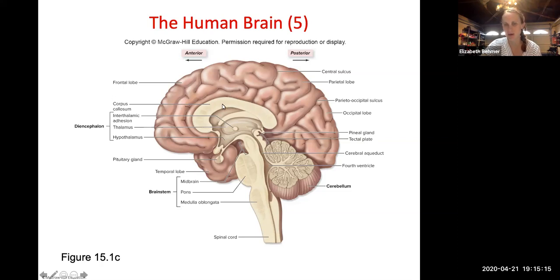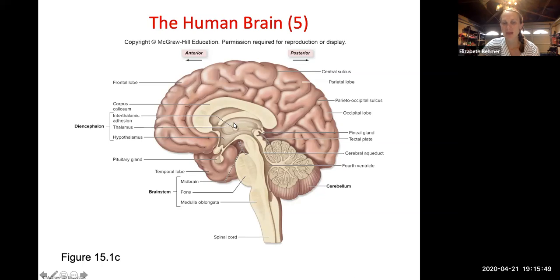So this view of the brain is showing as if we were to cut down the middle of your brain and then open it up, a medial view of it. So here's your corpus callosum. It connects the two hemispheres of the brain. Within the diencephalon, that's in bold here, we have an interthalamic adhesion. It's this little bullseye structure. That just means it's helping to adhere both sides of the brain within a structure called the thalamus. And we'll talk about what the thalamus is and why that is important.